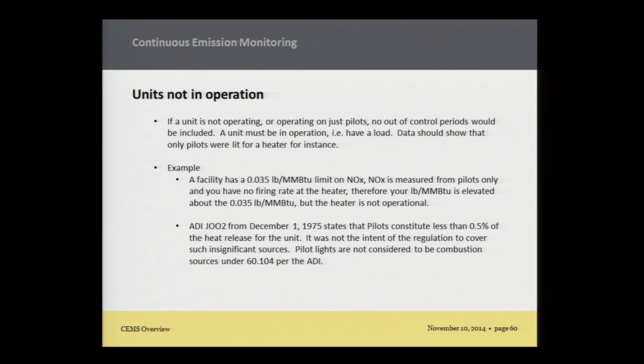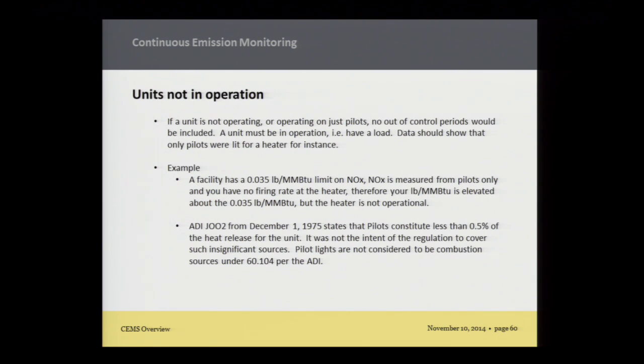Let's say, for example, a facility has a 0.035 pound per million BTU limit on NOx, and NOx is measured from the pilots, and you have no firing rate for the heater. It's very, very small. Therefore, your pound per million BTU is elevated well above the 0.035 pounds per million BTU because you have no divisor, but the heater is not operational.